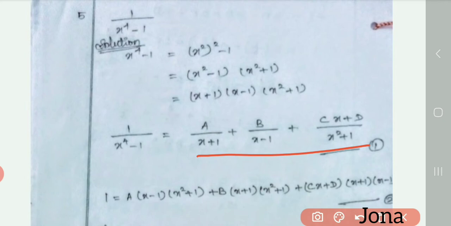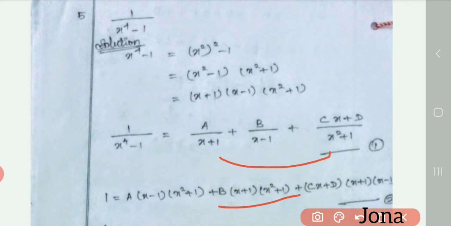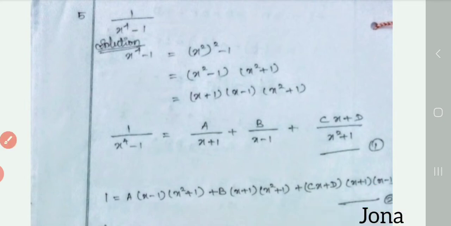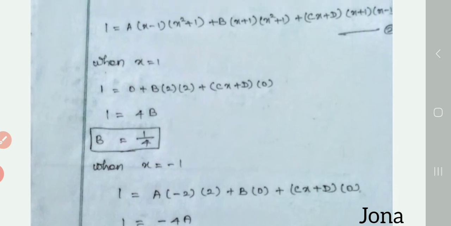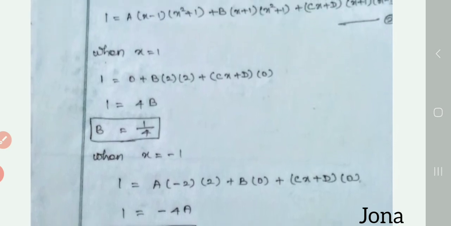so that I can get 1 equal to this long equation: a into x minus 1 into x square plus 1, plus b into x minus 1 into x square plus 1, plus cx plus d into x plus 1 into x minus 1. Now I took the LCM and equated the numerators because the denominators go away. Now I equated the numerators. So now I got the long equation.